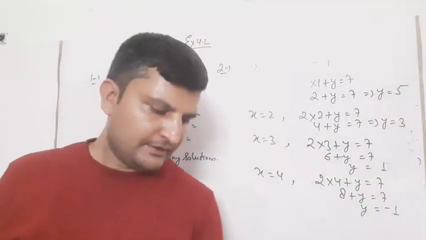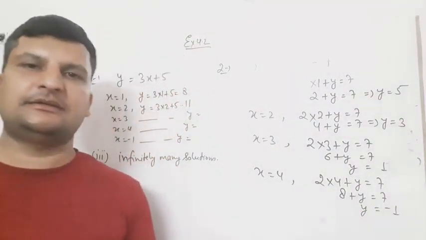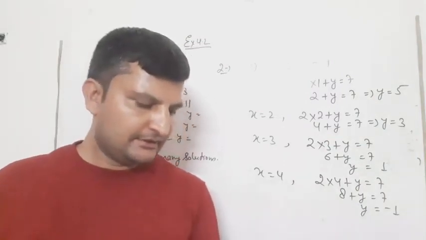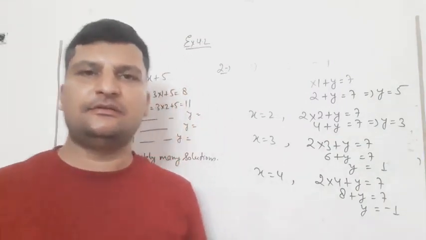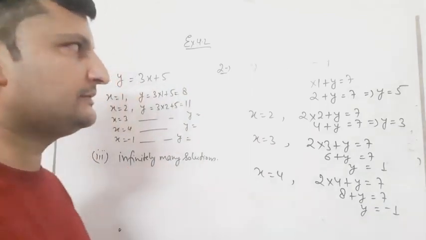Similarly, in your book, you have to find the solutions of this second question, pi x plus y is equal to 9. You can do it yourself in your classwork notebook. And third is x is equal to 4y. You have to do it yourself. These questions are like this.